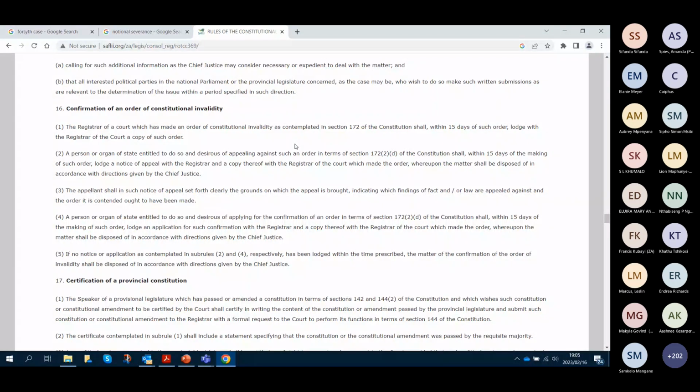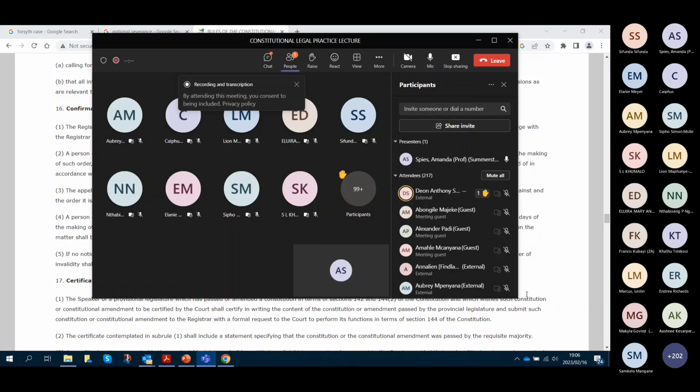So obviously, by reading the rule, it is the obligation of the relevant court to forward the relevant judgment for confirmation to the Constitutional Court, or if that judgment is being appealed, to forward the relevant information through to the Con Court. So in terms of following the procedure for a declaration of invalidity, you look towards Rule 16 of the Constitutional Court rules. All right, thank you, Prof, for that.